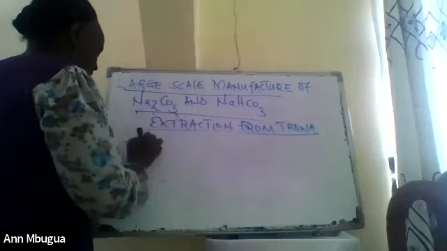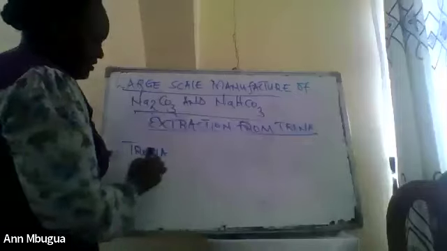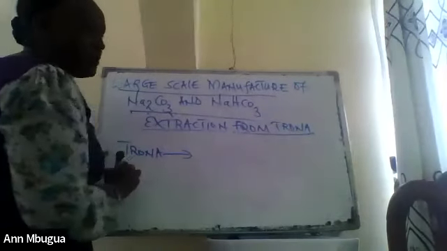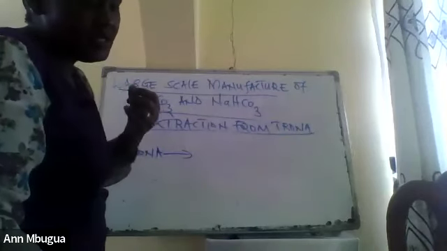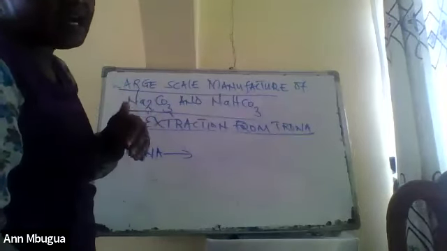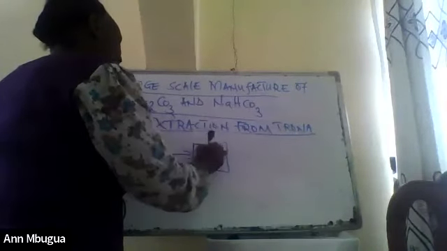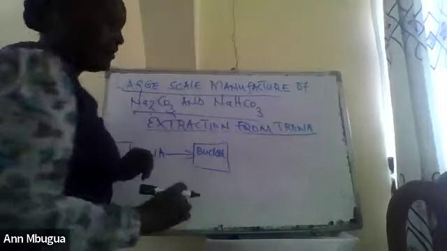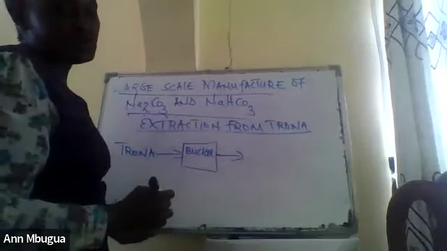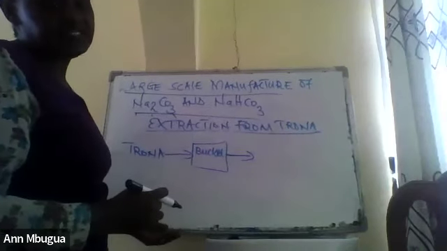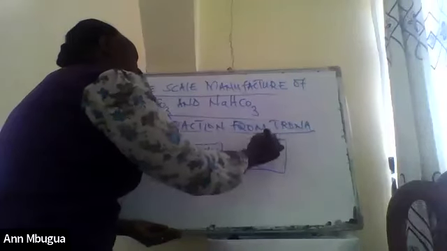We have the solid trona in the lake, and this one is in solid form, but it's mixed with the sodium chloride. So what happens? It is first dug by use of the bucket dredges. From here, it is taken to the washery. Why in the washery? We have water.